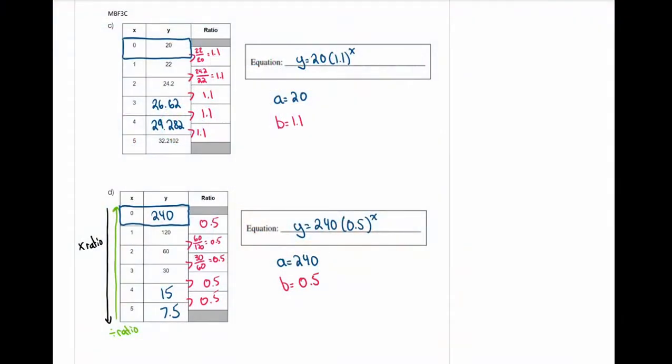So coming back to our two examples, these are the solutions you should have. For C, we are able to figure out the initial value, or the a value, because it was given to us. We knew that when x equals 0, it was 20, so 20 was our a value. From there, we just had to determine what our ratio was, and we did that by dividing consecutive y values. So 22 divided by 20 gave us 1.1, 24.2 divided by 22 gave us 1.1, and then we can assume, because it's the same and it's exponential, that all the ratios have to be 1.1.